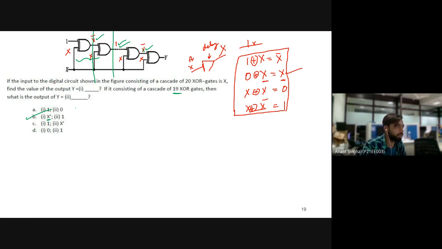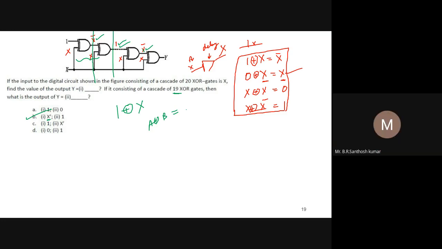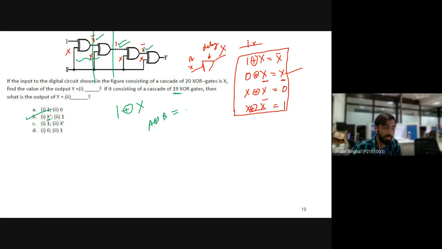Okay, I'll explain the condition. I'll explain with the questions only. Like 1 XOR x. We know that A XOR B is A B bar plus A bar B. Okay, the answer is C. I did not read it correctly.